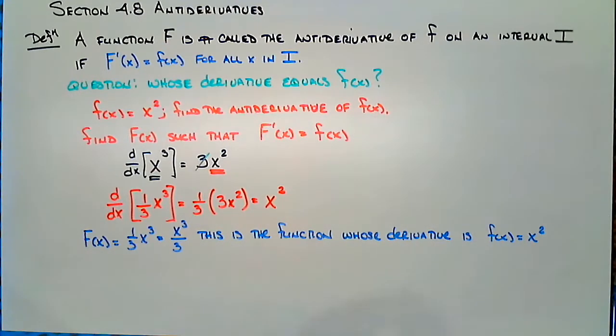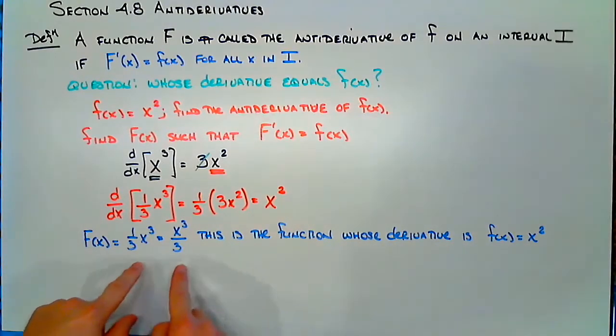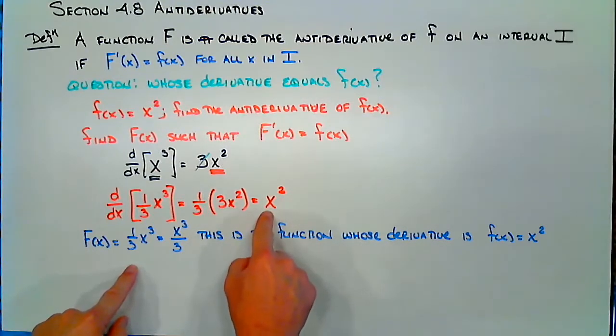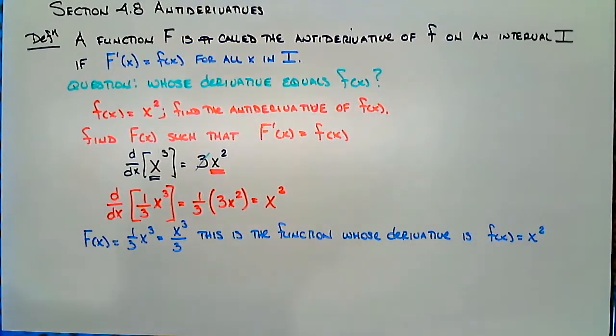Instead of looking at it from what's the derivative, we've had a chapter and a half working with that. Instead, now we are changing our perspective. We're saying, what function gives me this as a derivative? Now, I'm going to ask a simple question. Is this the only function whose derivative turns out to be x squared? If you ponder that question, you're going to realize the answer is no.